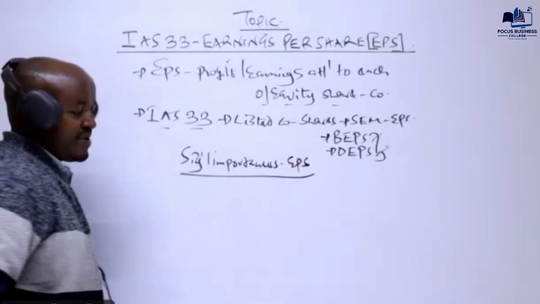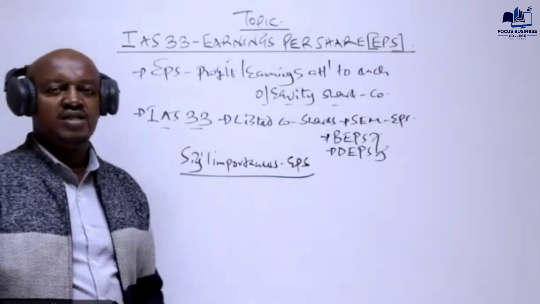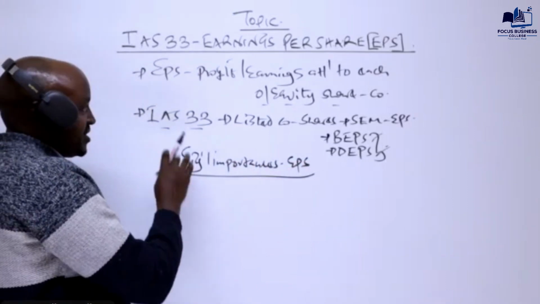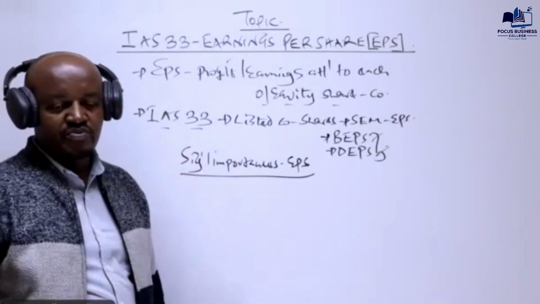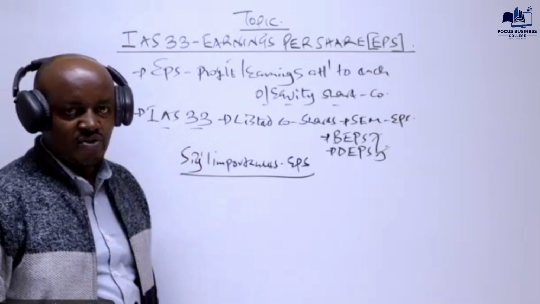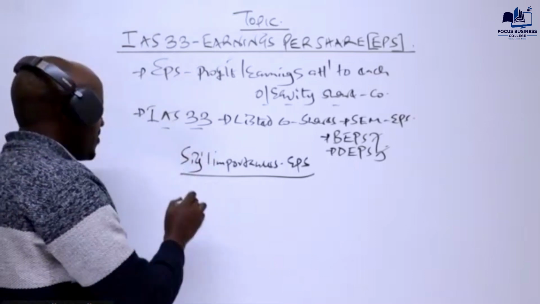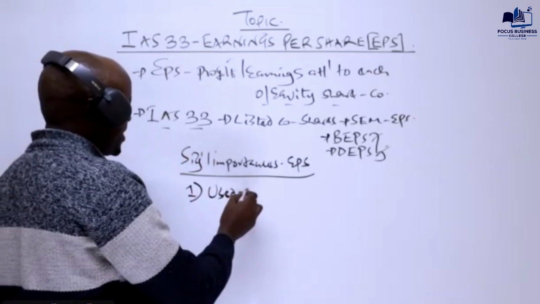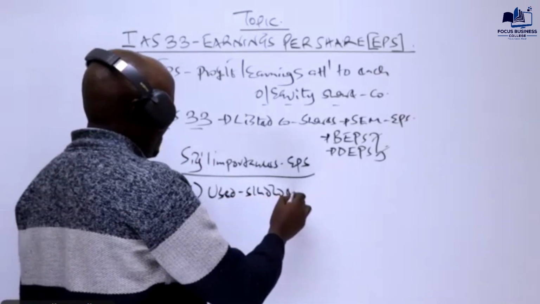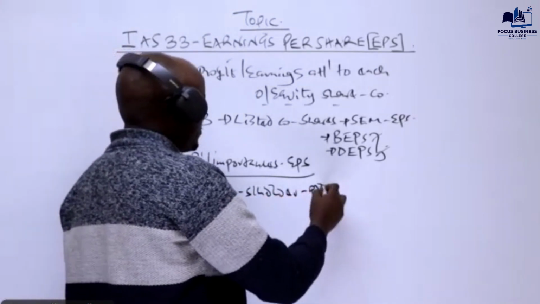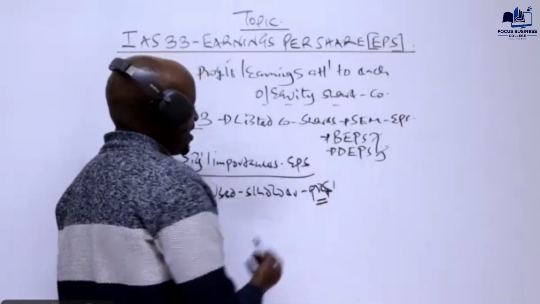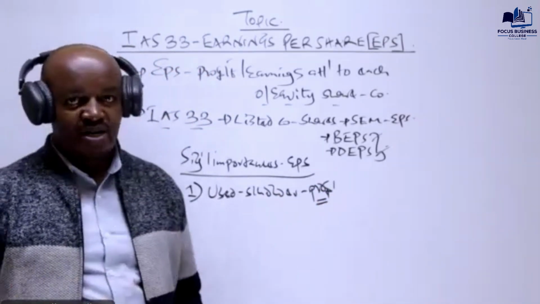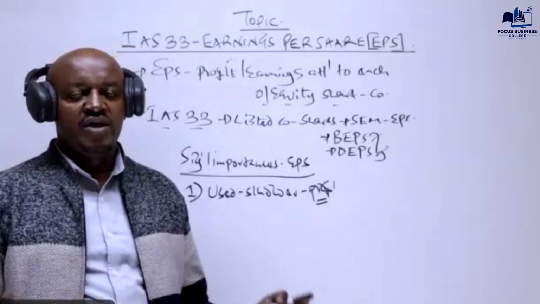So why are companies required to compute the earnings per share by this standard? The earnings per share is a ratio computed to show the amount of profit attributable to each share issued by the company. Number one, earnings per share can be used by the shareholders of the company to evaluate the company's profitability.